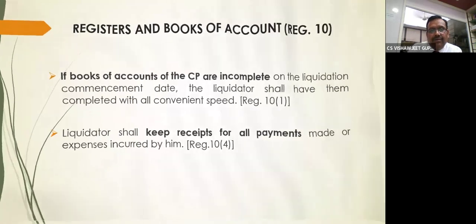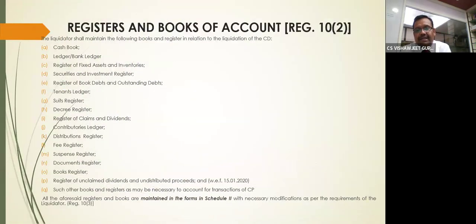Okay, sir. Now, the registers and books of accounts which are required to be maintained in relation to liquidation of the corporate person: cash book, ledger, bank ledger, register of fixed assets and inventories, securities and investment register, register of book debts and outstanding debts, tenant ledger, suits ledger, decree ledger, ledger of claims and dividends, contributories ledger, distributions register, fee register, suspense register, documents register, books register, register of unclaimed dividends and undistributed proceeds. This has been included with effect from 1st January 2020. Such other books and registers as may be necessary to account for transactions of the CP.